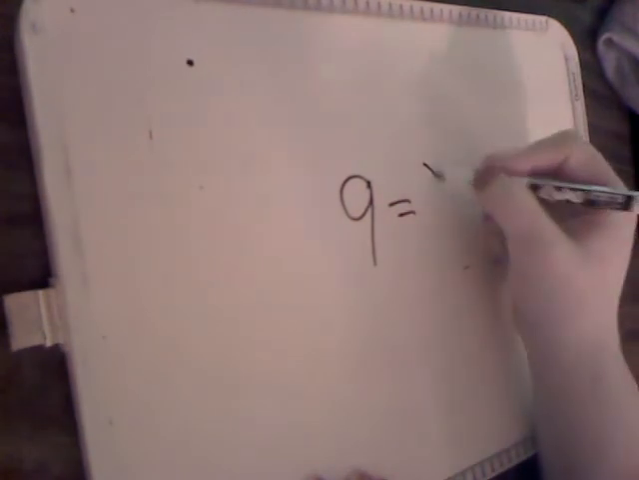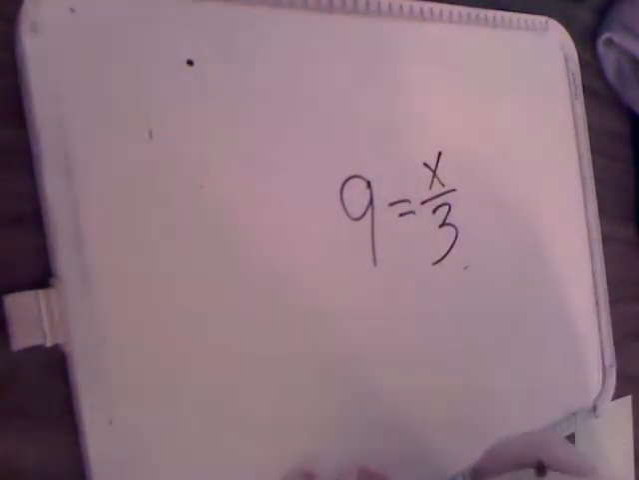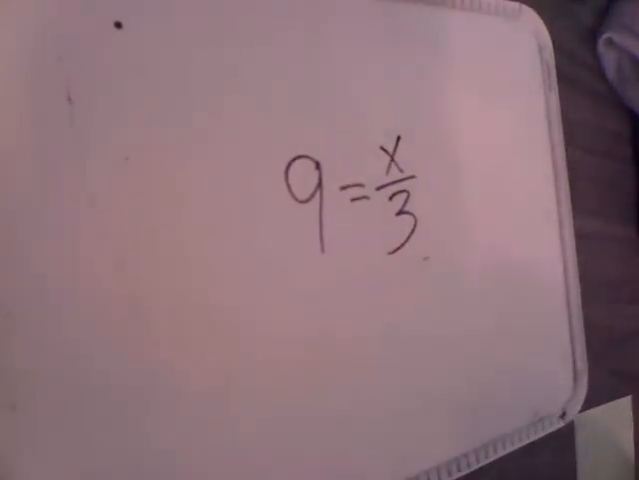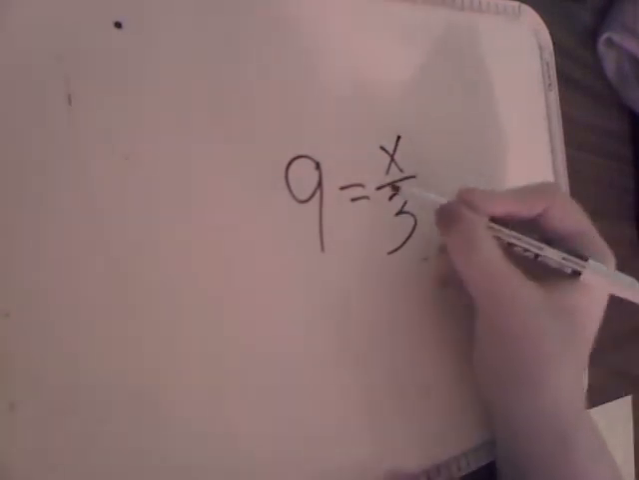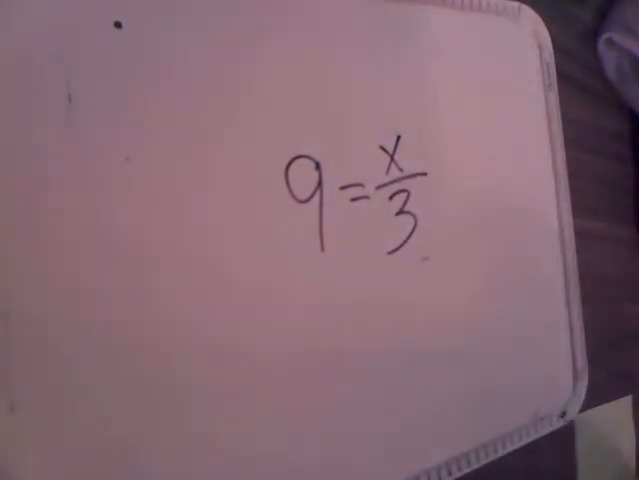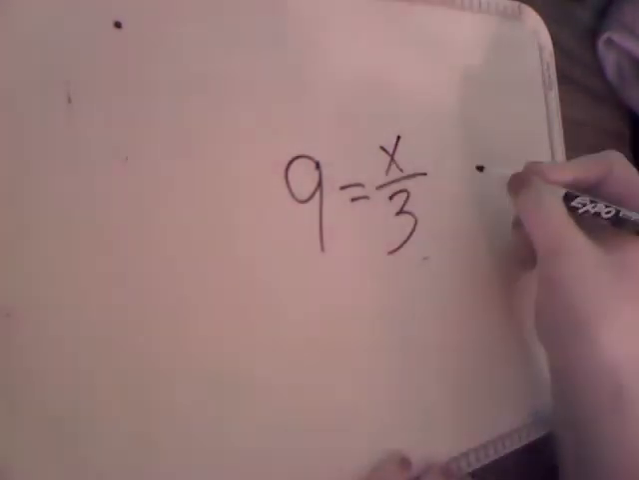Let's look at another problem. 9 equals x divided by 3. First question, what type of problem is this? This is a division problem. Second question, what's the opposite of division? The opposite of division is multiplication. What do we need to multiply on both sides to get the variable alone? We need to get rid of this 3, so we're going to multiply by 3 on both sides.